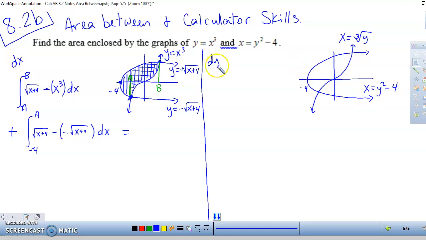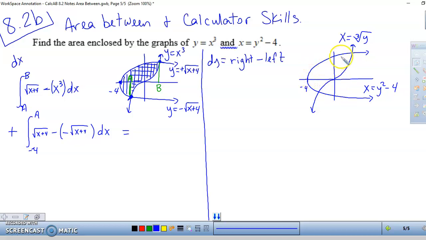Now remember, when you're doing a dy problem, you want to do right minus left. And this guy is going to work. So what you want to double check for right minus left is for any y value. So here, pick this y value. Okay, the cubic guy is to the right of the parabola. And that's true for any y value that I pick.